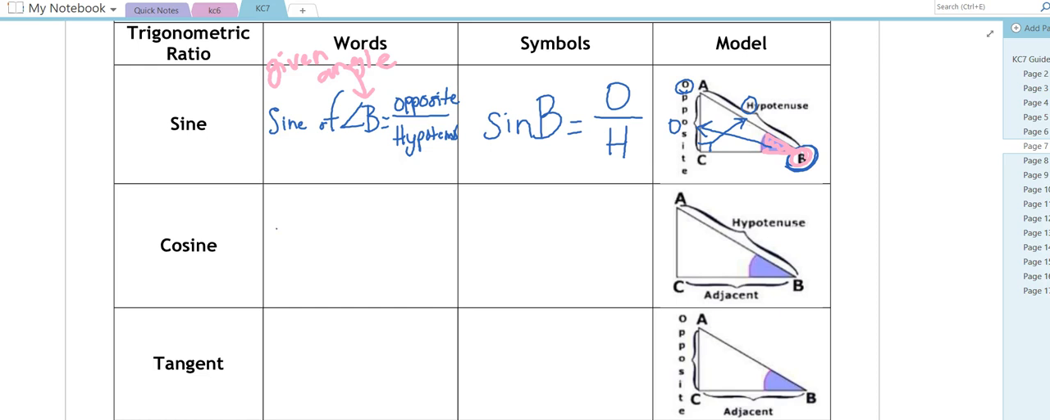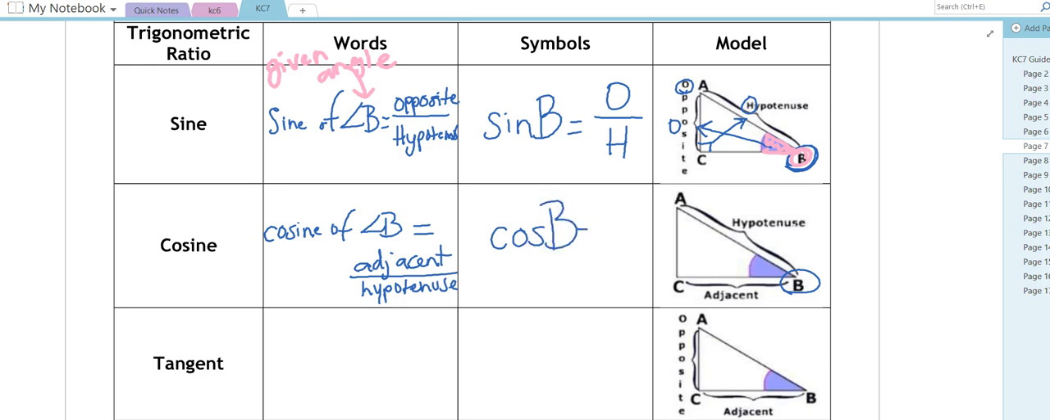All right, cosine. And this is going to be cosine in words. What angle are we at? We're still at B. So this would be cosine of angle B is going to equal, and I ran out of room here, the adjacent side over the hypotenuse. So abbreviated, cosine is abbreviated as COS. We're still going from angle B. And this is going to be our adjacent side, so A, over our hypotenuse, which is H.